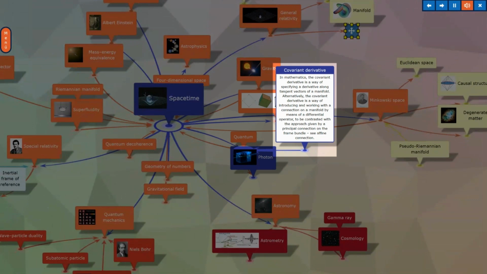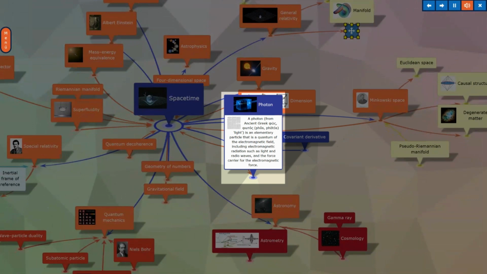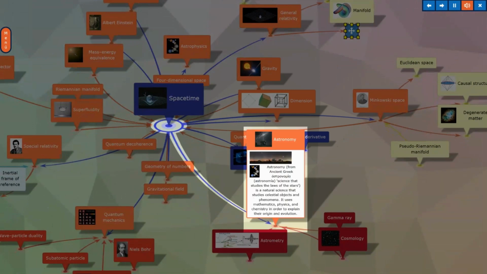See affine connection. Photon. A photon, from ancient Greek phos, photos, light, is an elementary particle that is a quantum of the electromagnetic field, including electromagnetic radiation such as light and radio waves, and the force carrier for the electromagnetic force.